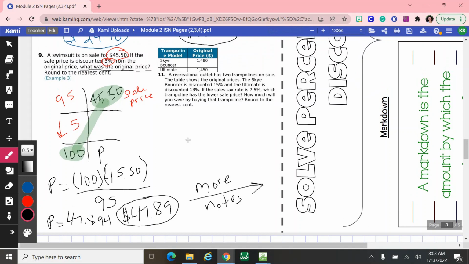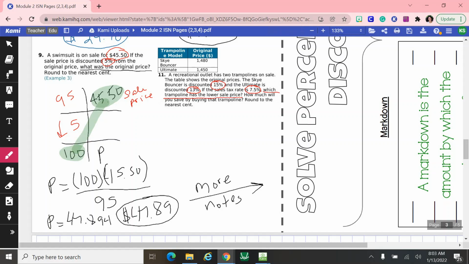All right, number 11. We have our information up here at the top already organized in a chart. You don't need to annotate the chart, but we do need to look at all of the information on the inside so that we can see what we need to do. It says a recreational outlet has 2 trampolines on sale. So you can see you've got Sky Bouncer and Ultimate. The table shows the original prices. The Sky Bouncer is discounted 15%, and the Ultimate is discounted 13%. If the sales tax rate is 7.5%, which trampoline has the lower sale price?